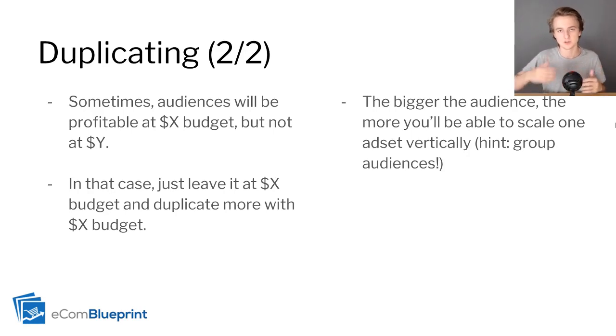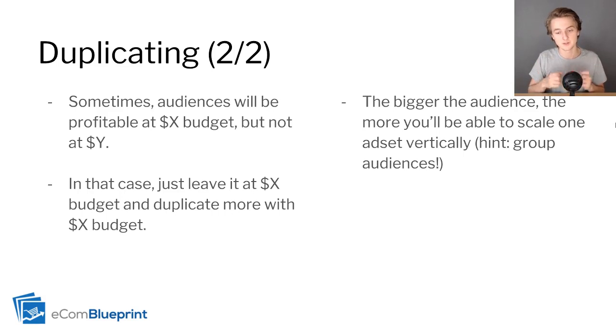And one thing you can do is duplicate that audience a bunch of times and leave it at $50. And so you can scale horizontally that way instead of trying to scale vertically. Because sometimes it just won't work if the budget's too high and you won't be able to vertically scale the ad set. So, if it's not working, then just don't force it and just scale horizontally instead.